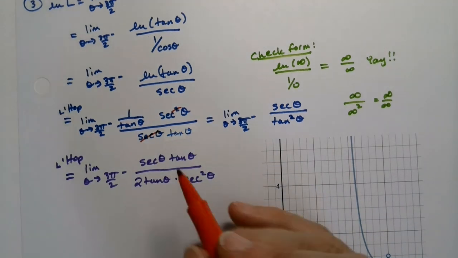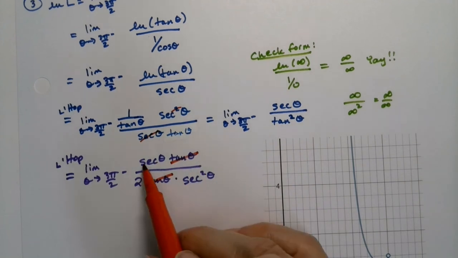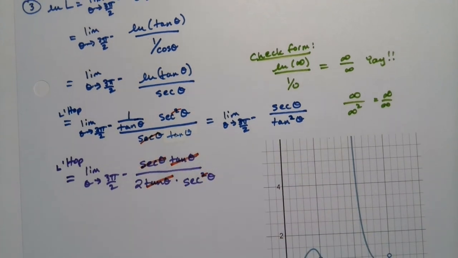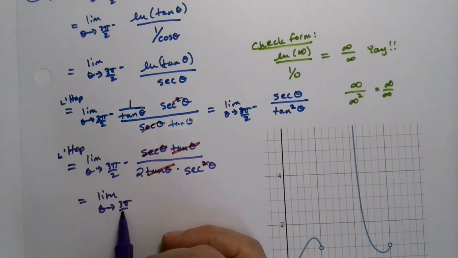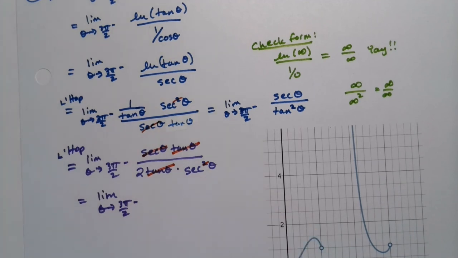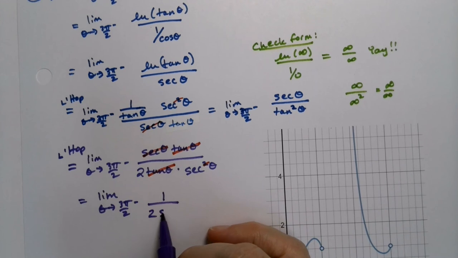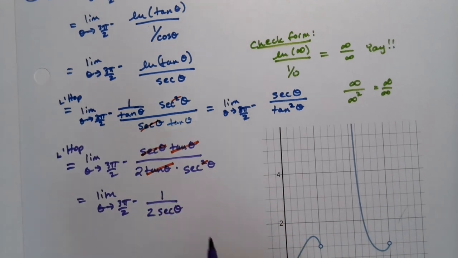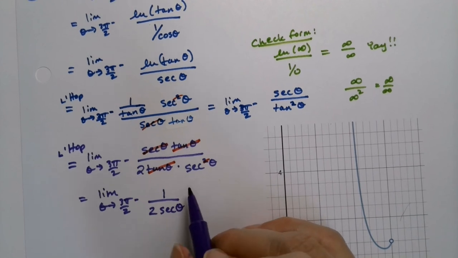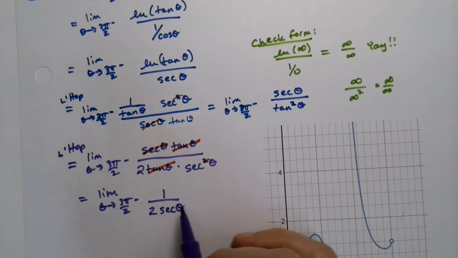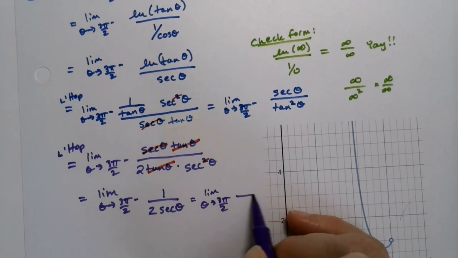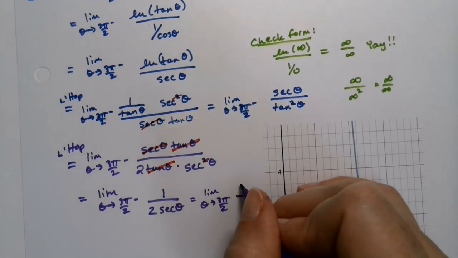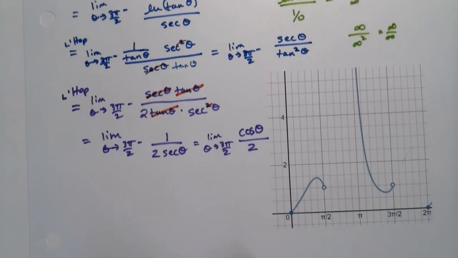All right, now what cancels here? The tangents are obviously gone. The secant is gone. So one of the secants, I should say. So this is the limit as theta goes to 3 pi over 2 from below of 1 divided by 2 secant theta. All right, well, secant's a little weird. I mean, it's not quite what we're used to. So we could say that is the limit as theta goes to 3 pi over 2 of the 2 stays down, but the secant is 1 over cosine, so it's cosine theta divided by 2.